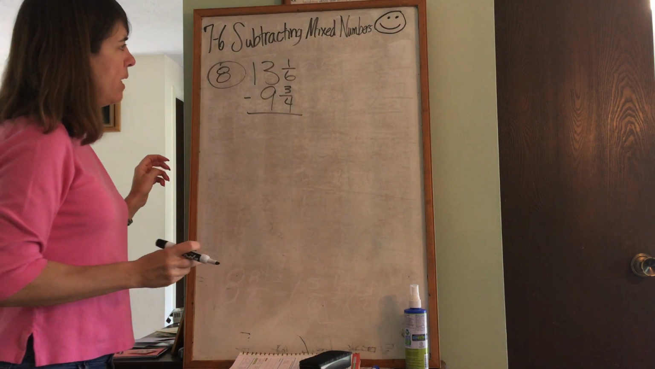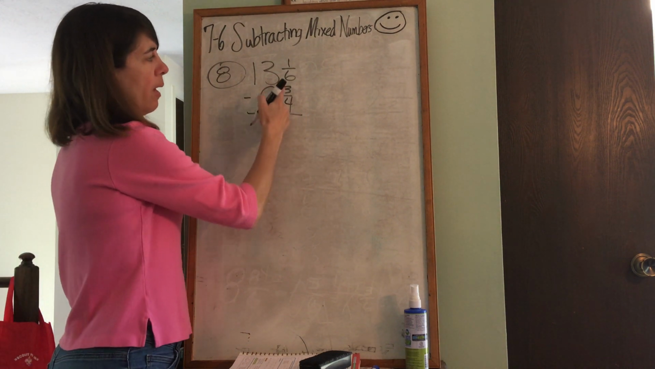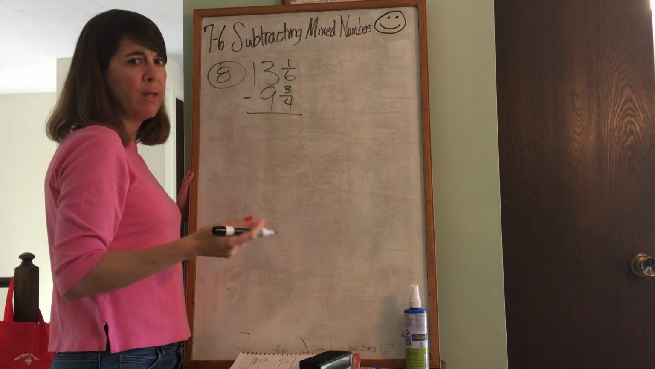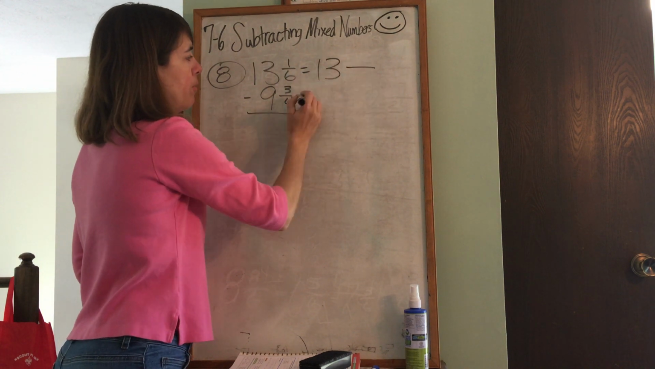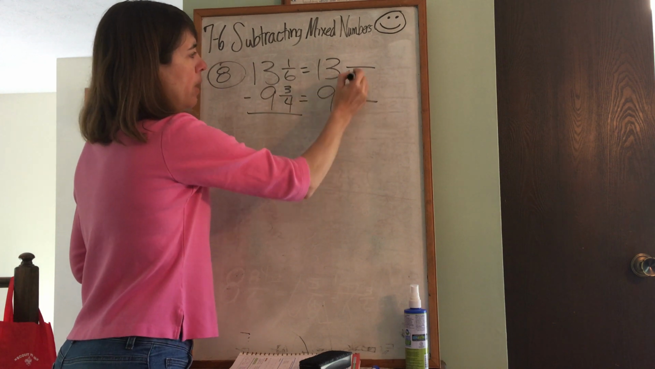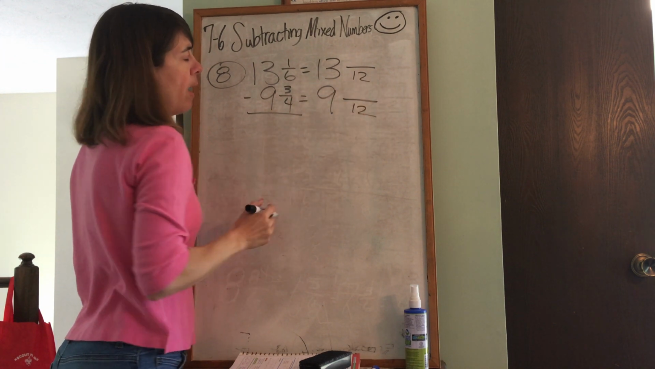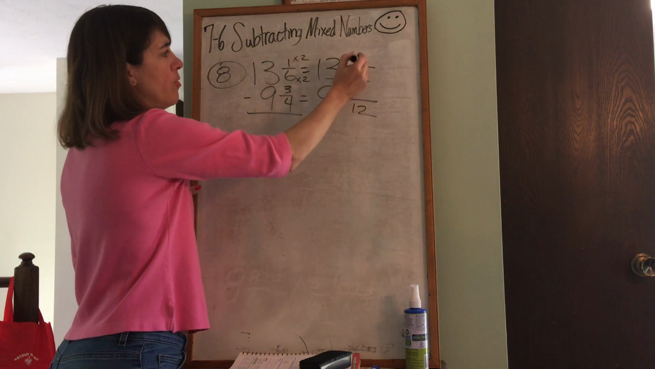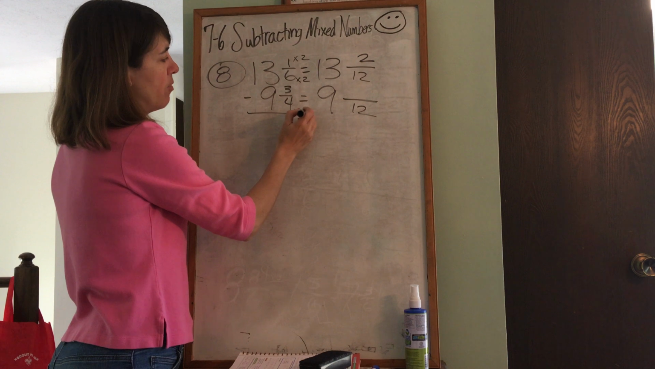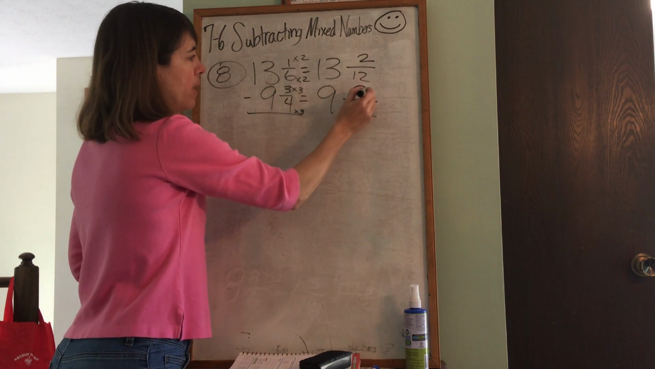Okay, so we need common denominators here. We've got 6 and 4. Again, we can use 12ths as our common denominator. Bring over your whole numbers, and then we'll go for 12ths as our common denominator. All right, this is times 2, so that's times 2, so that's 2. This is times 3, so that's times 3, and that's 9.